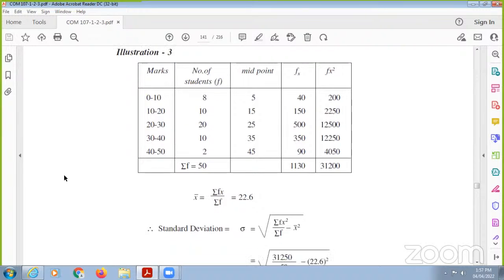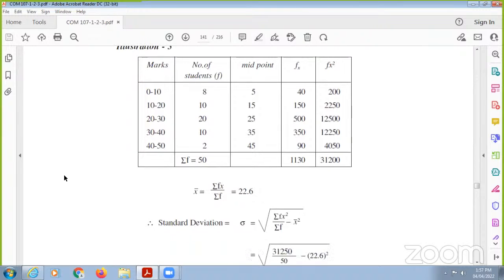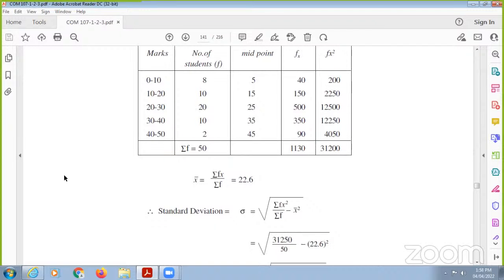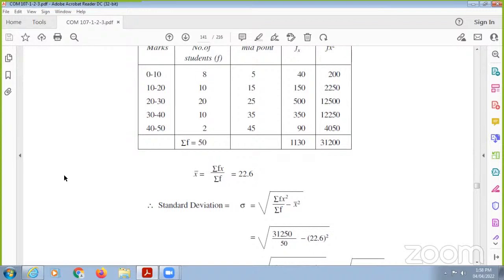22.6 here. Standard deviation is equal to under root summation fx square upon summation f minus x bar square. That means here 31,250. Remember that the total of this last column is the wrong one, because it was taken as 31,200 and now the total is 31,250. That means this total is wrong. It must be 31,250. It is a printing mistake.